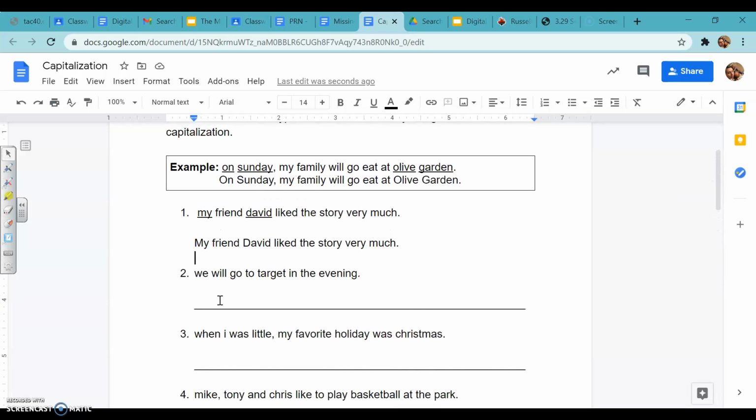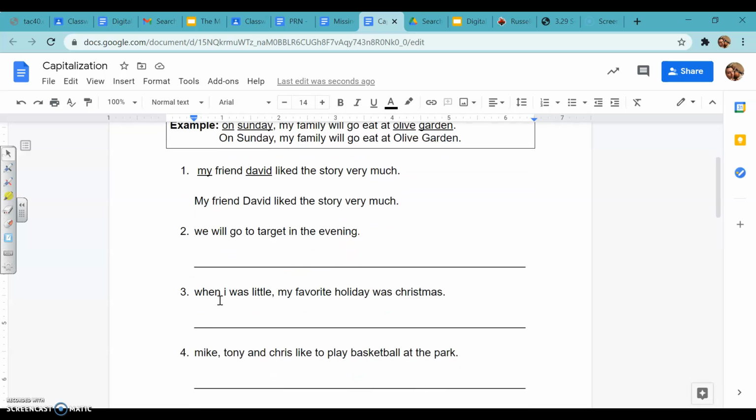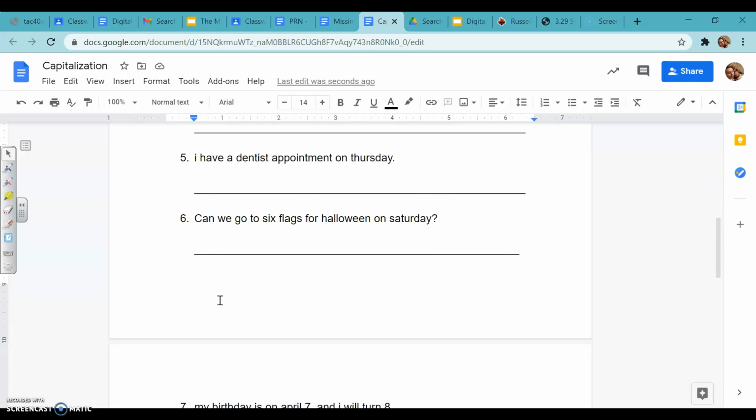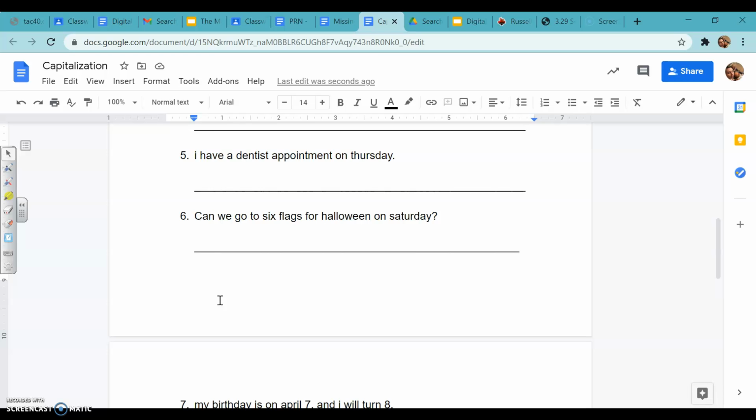Number 2 says, we will go to Target in the evening. Number 3, when I was little, my favorite holiday was Christmas. Number 4, Mike, Tony, and Chris like to play basketball at the park. Number 5, I have a dentist appointment on Thursday. Number 6, can we go to Six Flags for Halloween on Saturday?